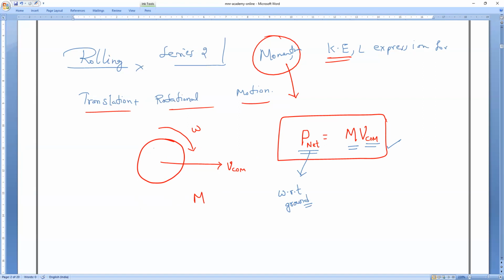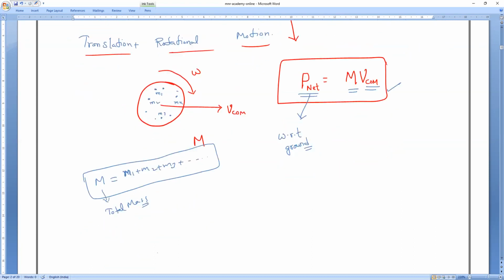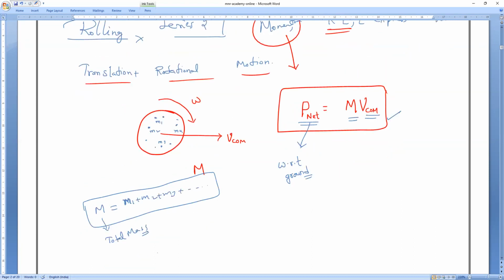Now, we all know that any kind of body has millions of particles present inside it. Will you all agree with me? So let me take M1, M2, M3, M4, and like that many particles. M1 plus M2 plus M3 and so on is equal to what? Yes, total mass. So that is one point you should remember. Now, for every particle the angular velocity is the same, but the individual velocity is not the same. We all know that.